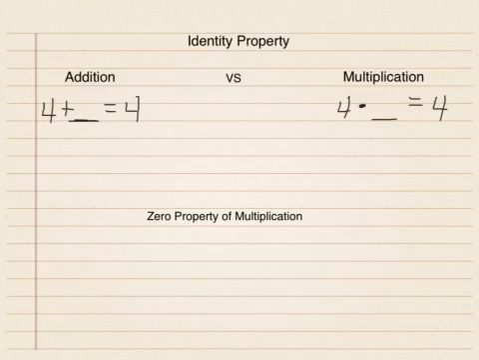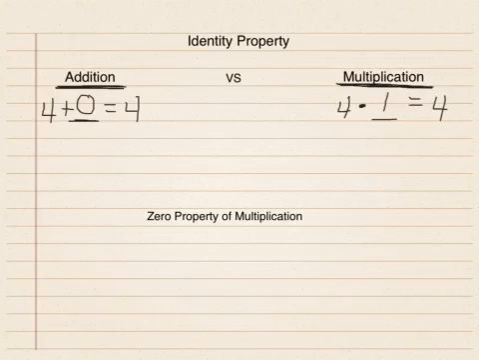And then lastly, we're going to make sense of the identity property. Looking at addition first, we need to ask ourselves, what number can I add to 4 and still equal 4? By knowing our math facts, we know that I can add 0 to 4. And then looking at multiplication, we can ask ourselves, what number can I multiply 4 by and still be left with 4? We can see that 4 times 1 is 4.